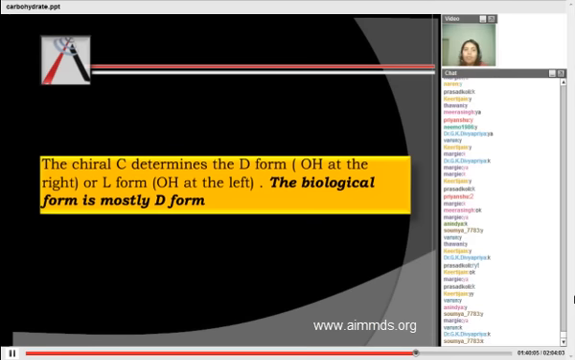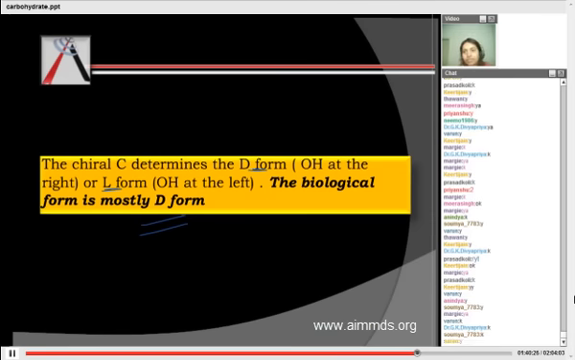The chiral carbon determines the D form, OH on the right, and the L form, OH on the left. The biologic form usually is the D form. That is why, if you remember in that chart where I was talking about the simplest sugar and the sweetest sugar, we were all having D sugars in there, right?